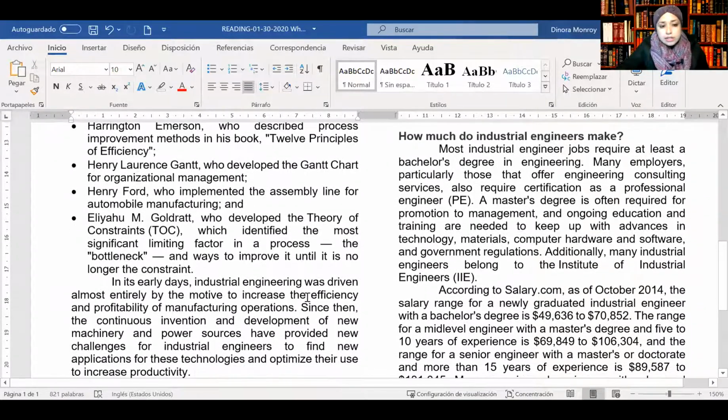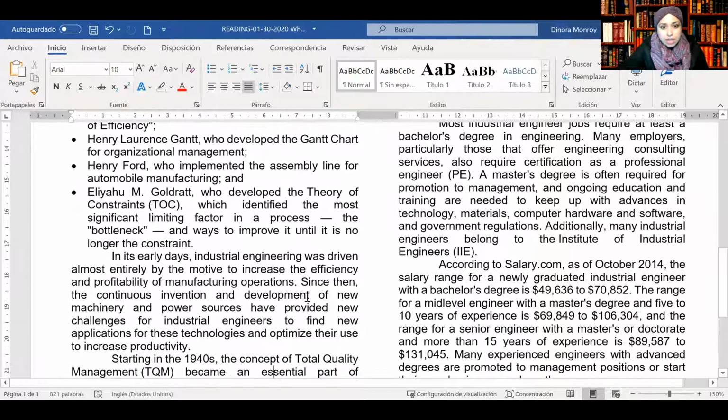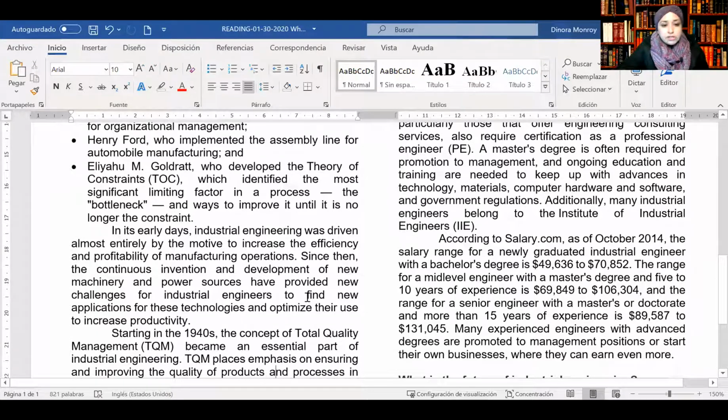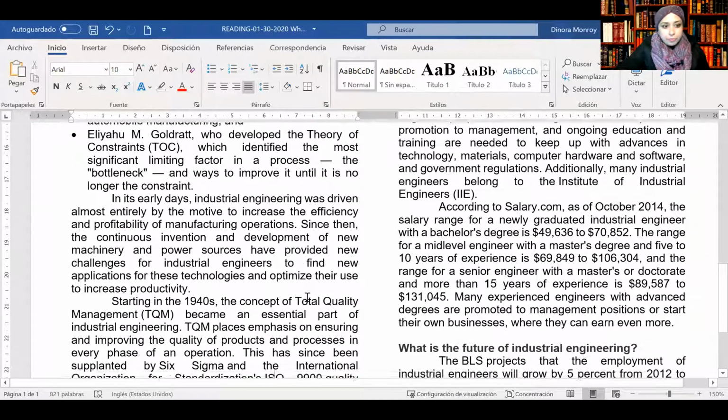In its early days, industrial engineering was driven almost entirely by the motive to increase the efficiency and profitability of manufacturing operations. Since then, the continuous invention and development of new machinery and power sources have provided new challenges for industrial engineers to find new applications for these technologies and optimize their use to increase productivity.